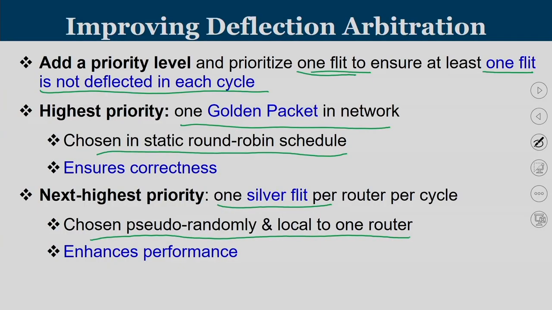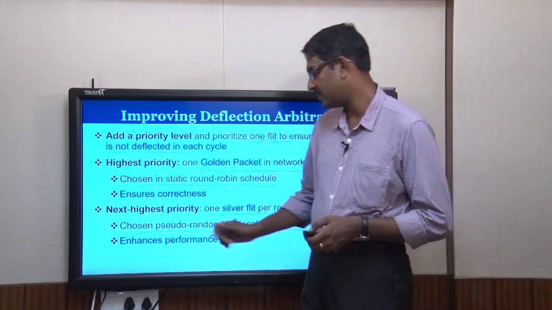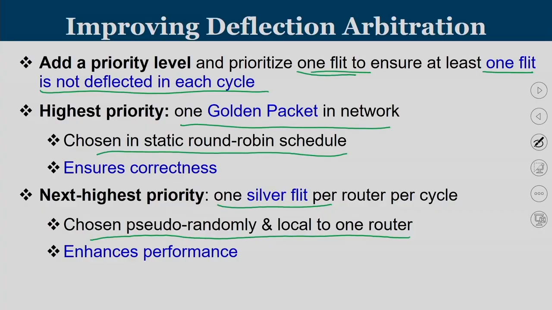So, three important things. First one, we are going to add a new priority level. The golden flit status still holds, but there exists only one golden flit in the entire network. So, the majority of the routers will be dealing with non-golden flits. When you have all the flits non-golden, you are going to consider one of them as a silver flit, and that is how you are going to improve the performance.